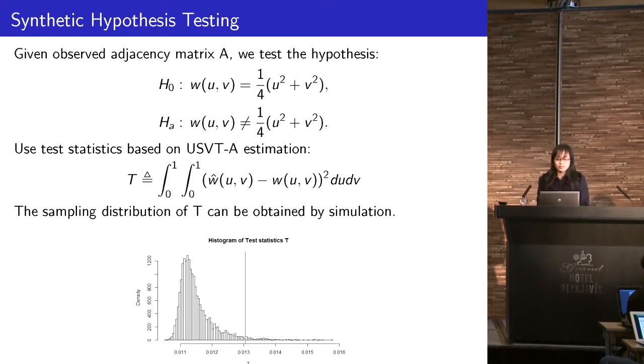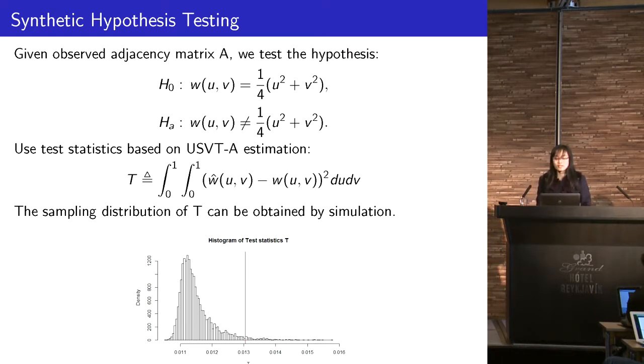Here we test whether the observation is from a quadratic graphon specified in a form like this, and the alternative is that it's not like this. The test statistic is basically that we estimate the graphon from the observation, and then see if the difference is small enough. If it is small, then we don't reject the null hypothesis.